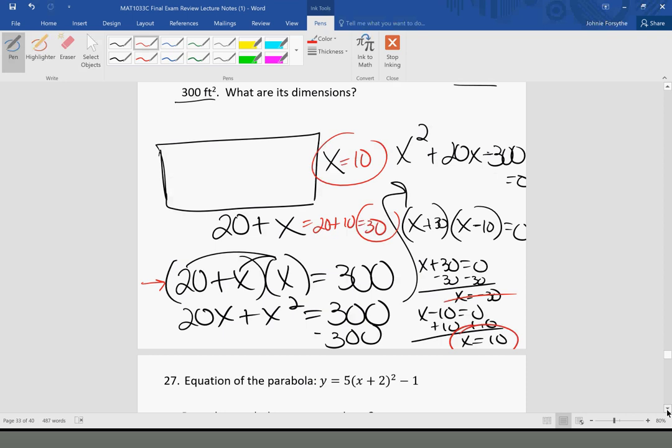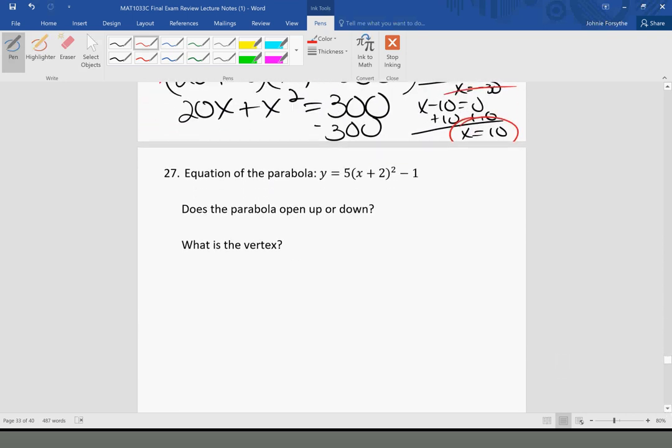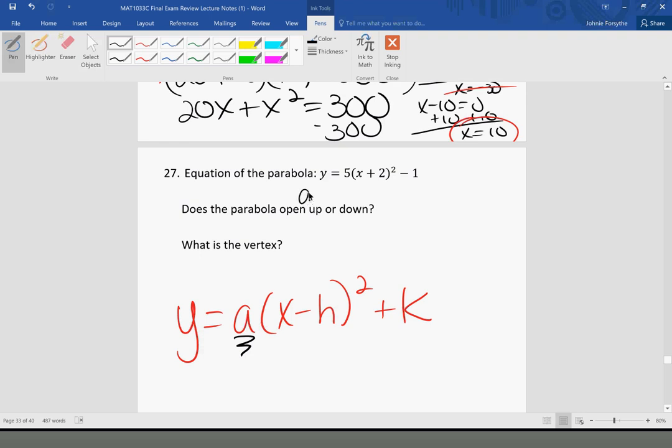All right, let's talk parabolas. You may have to match up a graph with a parabola's equation or so forth. Something to keep in mind. Let me write something out in vertex form. y equals a times x minus h squared plus k. The a tells you whether the parabola opens up or down. If a is greater than 0, it opens up. If a is less than 0, it opens down. So in this case, y equals 5 times x plus 2 squared minus 1. This parabola would open up.